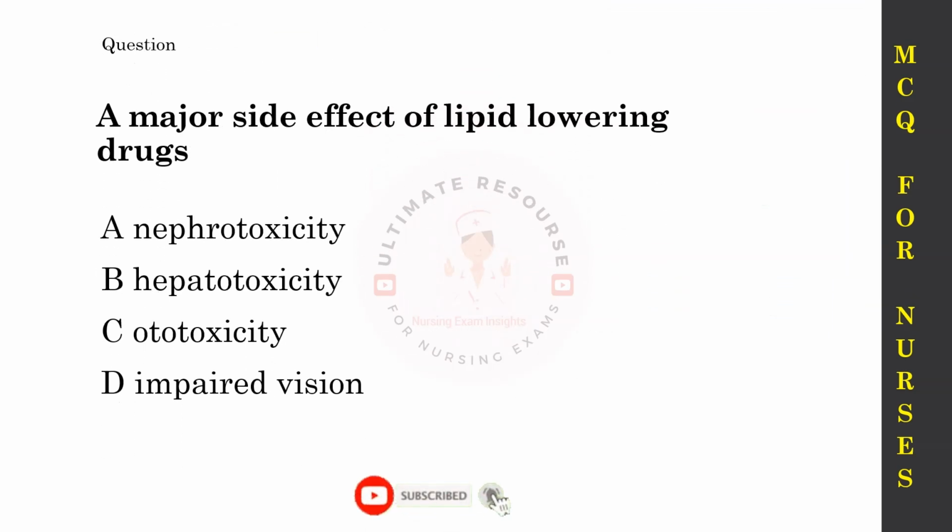A major side effect of lipid lowering drugs. Options are A. Nephrotoxicity, B. Hepatotoxicity, C. Ototoxicity, D. Impaired vision. The answer is B. Hepatotoxicity.